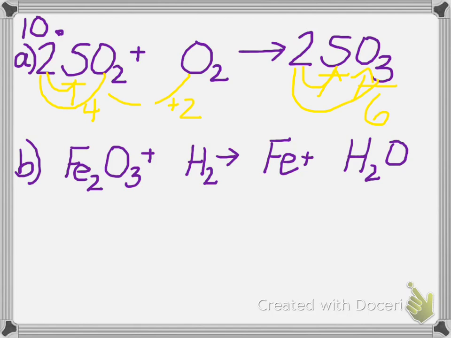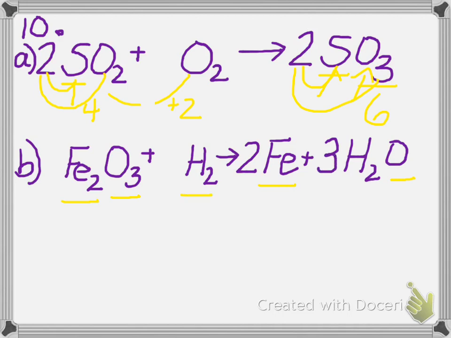All right, looking at letter B, Fe2O3 plus H2 yields Fe plus H2O. So again, I just tend to start on the left. So I have 2 irons here, and I only have 1 here. So I need a coefficient of 2. I have 3 oxygens here and only 1 oxygen here. So I need a coefficient of 3.